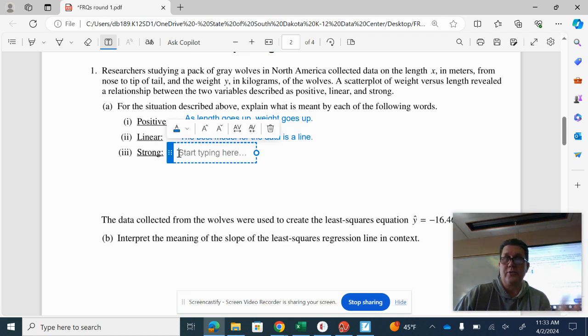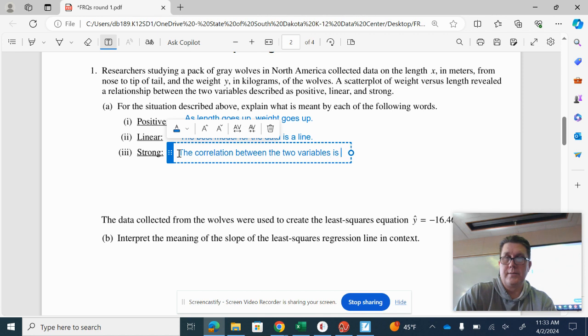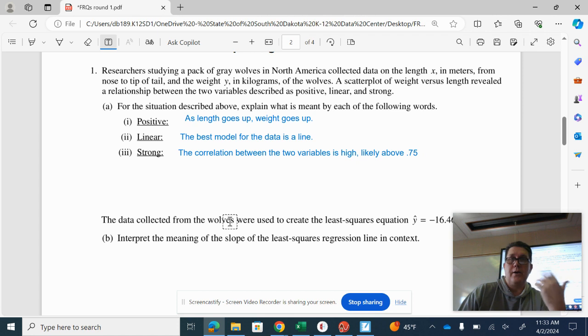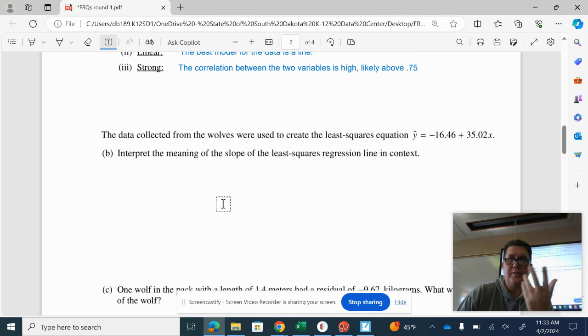Strong, there's the strength. The correlation between the 2 variables is high, likely above 0.75. Okay, all right. Now, it doesn't address any unusual features, but we've got form, direction, and strength. We don't have unusual features. All right, the next one.